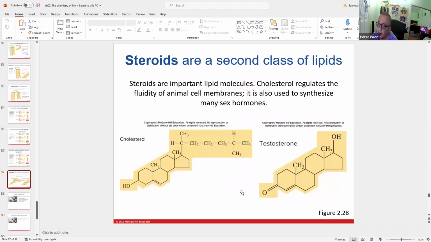The second class of lipids are a small class, but a really important class. They're cholesterols. Cholesterols are a member of steroids, and the cholesterol that we use in our blood can get turned into other things like testosterone for males and estrogen and progesterone for females, and they actually control a lot of our behaviors.